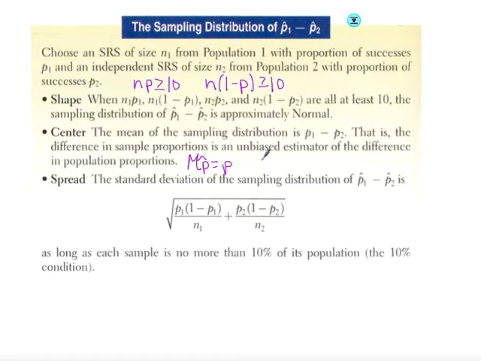The spread, the standard deviation of the sampling distribution of P hat 1 minus P hat 2, is the square root of P1 times 1 minus P1 over N1, plus P2 times 1 minus P2 over N2. When we were talking about spread in Chapter 7, it looked like the square root of P times 1 minus P over N, if the sample is no more than 10% of the population. And that also holds true for the sampling distribution of P hat 1 minus P hat 2.